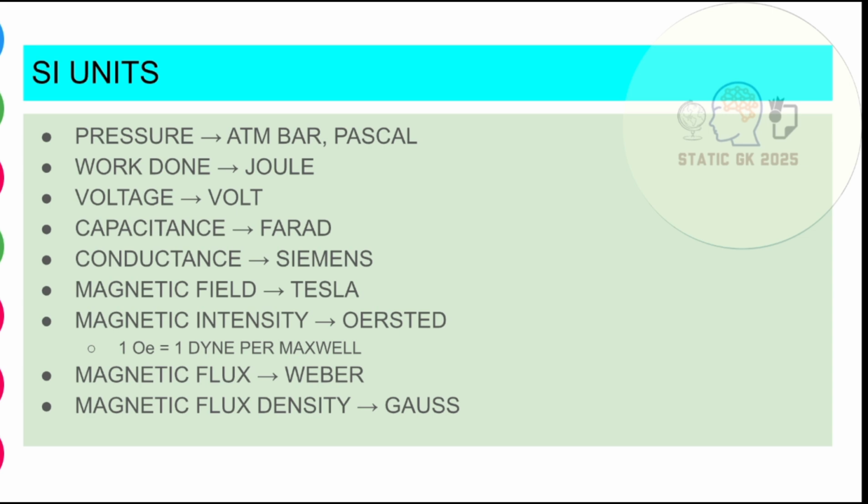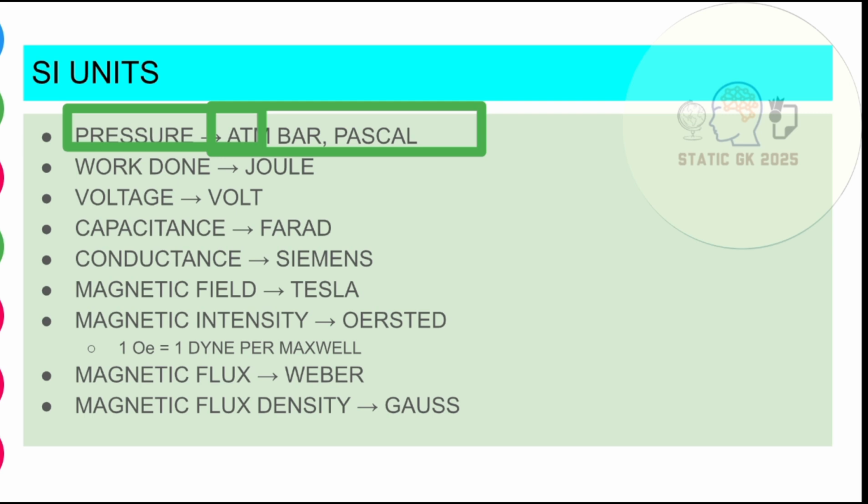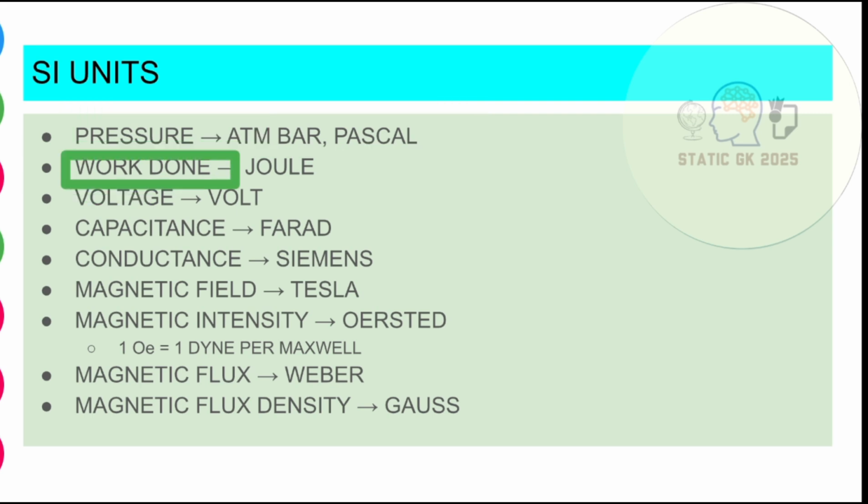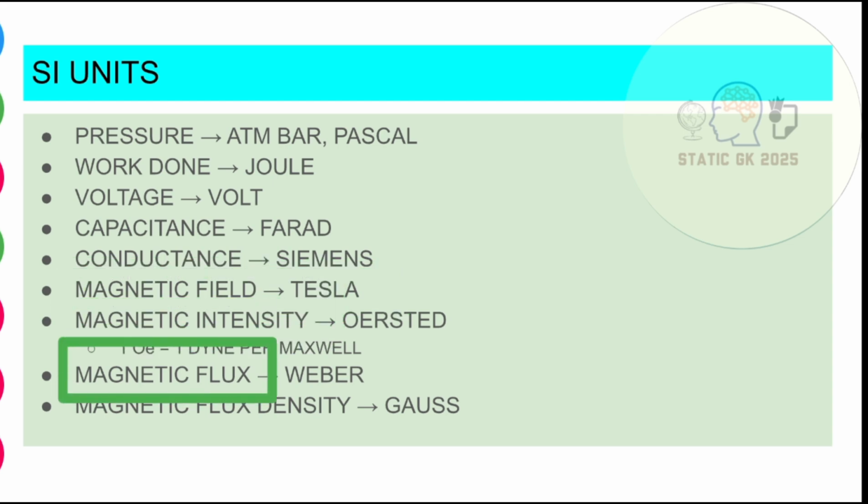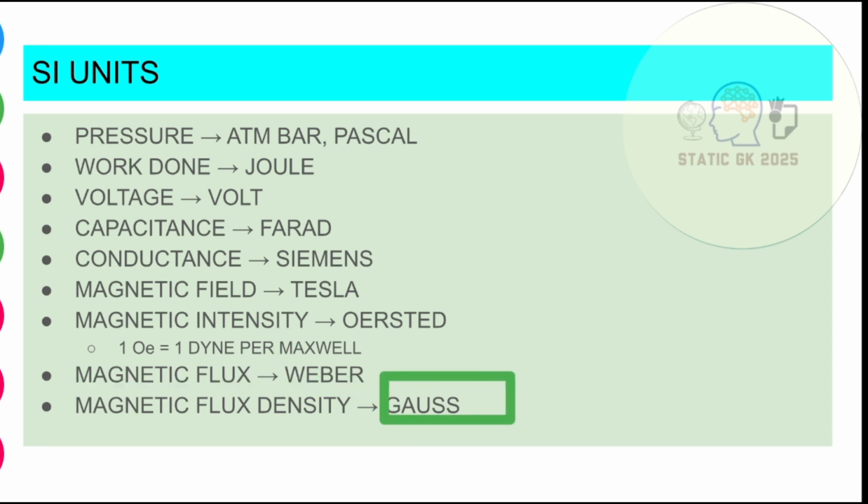So again, let's have a small recollection. For pressure, we have atmosphere, bar or Pascal as the SI unit. For work done, we have joule. For voltage, we have volt. For capacitance, we have farad. For conductance, we have Siemens. For magnetic field, we have Tesla. For magnetic intensity, we have Oersted, and for magnetic flux, we have Weber. For magnetic flux density, we have Gauss.